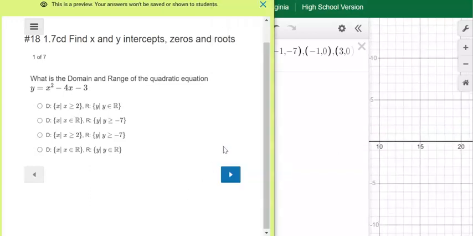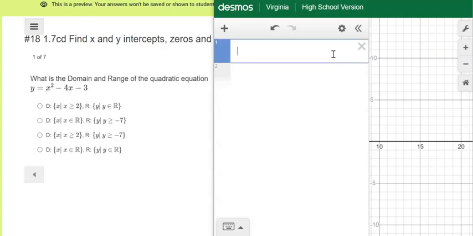Alright, so here's some more questions. This one is saying, what is the domain and range of the quadratic equation? Okay, let me go ahead and graph it. So anytime it's asking you for domain and range, just make sure to graph it and see.